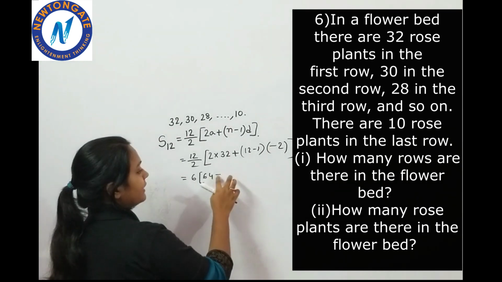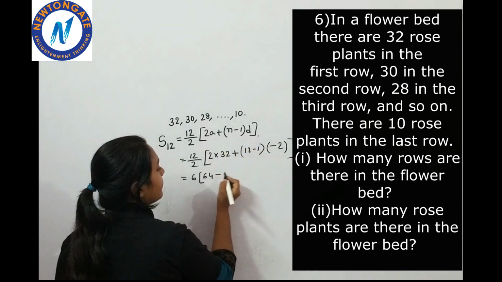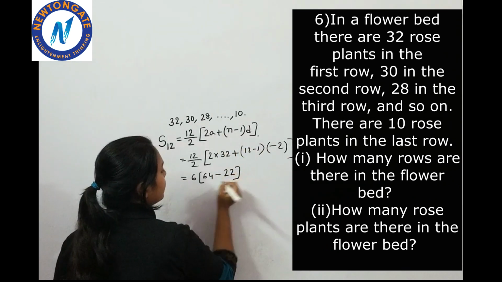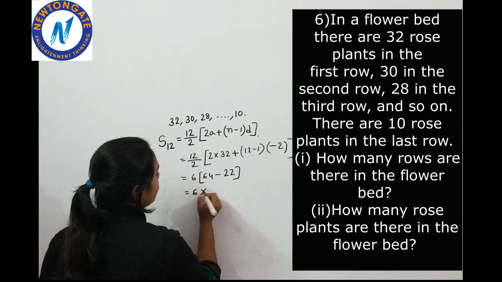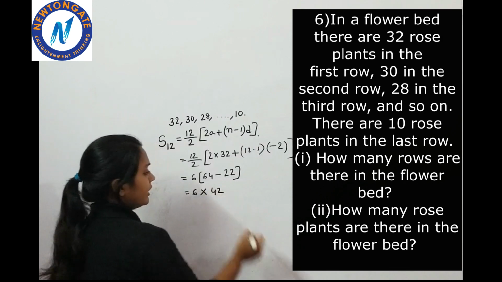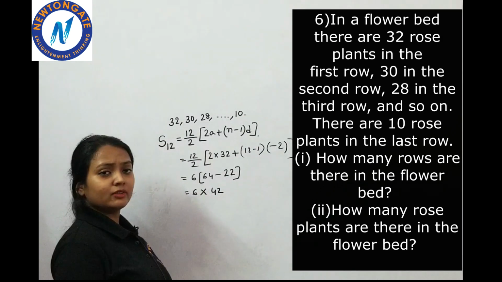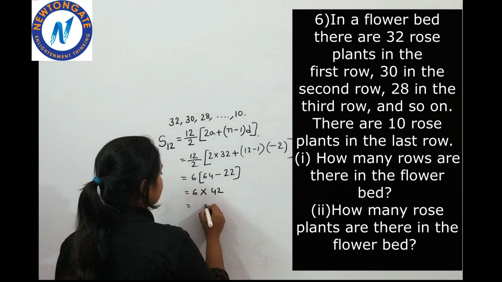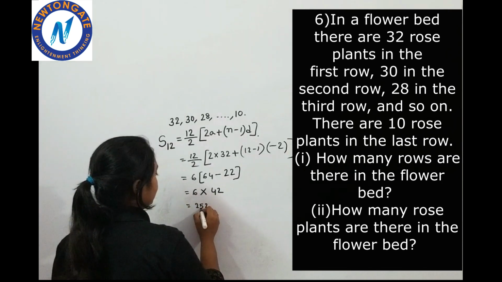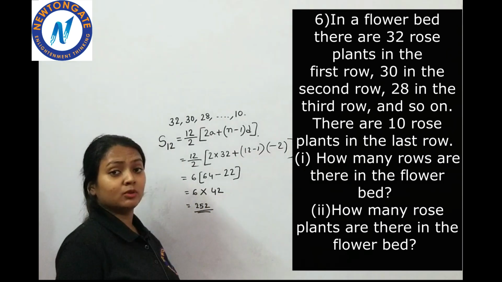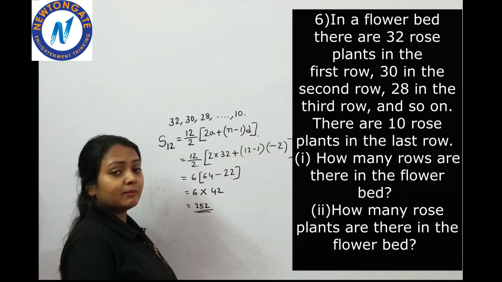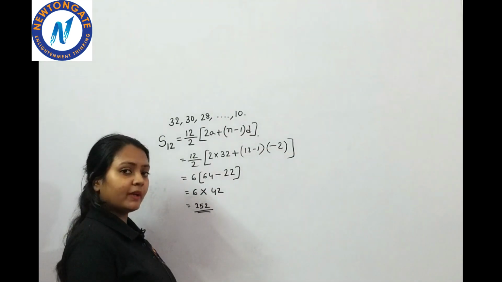And there is a minus, so plus and minus, and it is 22. That is 6 into 42. Right? 6 into 42 is 252. So the sum of the terms is 252.